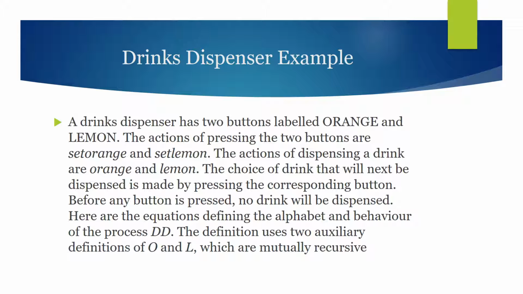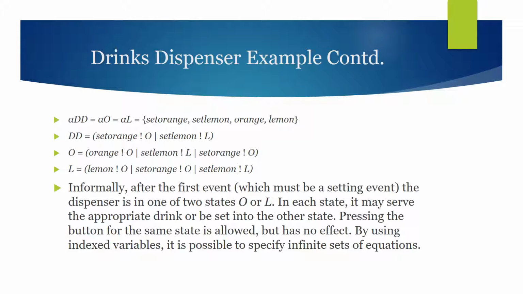Here are the equations defining the alphabet and behavior of the process. The definition uses two auxiliary equations, O and L, which are mutually recursive. We can see the equations as mentioned earlier: alpha DD equals alpha O equals alpha L. Here we have set orange, set lemon, orange and lemon. These four components make up the alphabet. As you can see, DD equals set orange then O, or set lemon then L. You can set either one. O defines orange then O, or set lemon then L, or set orange then O. Then again L is lemon then L, or set orange then O, or set lemon then L.